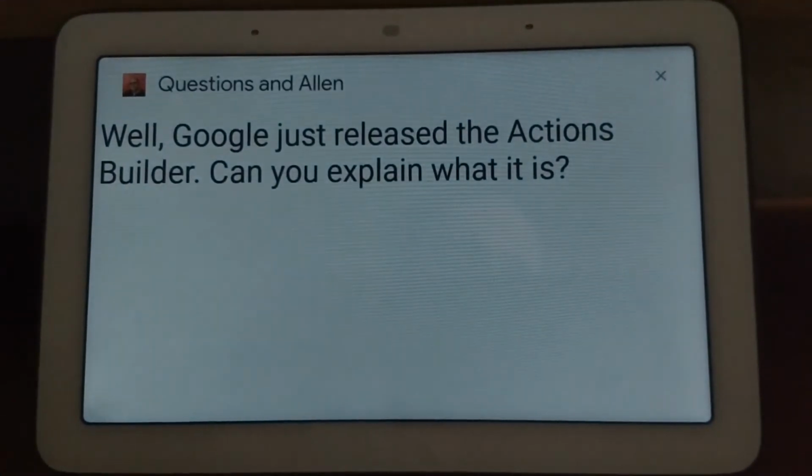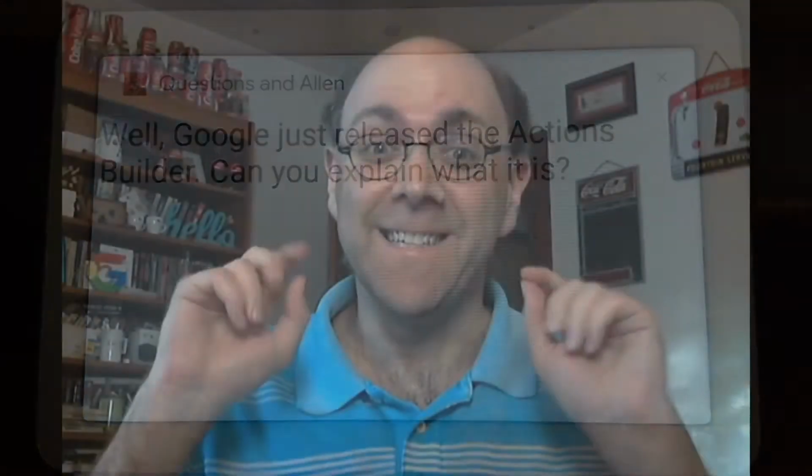Well, Google just released the Actions Builder. Can you explain what it is? Yeah, the Actions Builder. So the Actions Builder and the Actions SDK are a new way to make actions, and they're really exciting. I'm really looking forward to working more with this. The great thing about the Actions Builder over the previous version of the Action SDK is that we have a natural language understanding system directly in it. So this means you're able to use the Actions console or an SDK to develop actions that have a natural language understanding system already part of it. Hey Google, does that make sense?